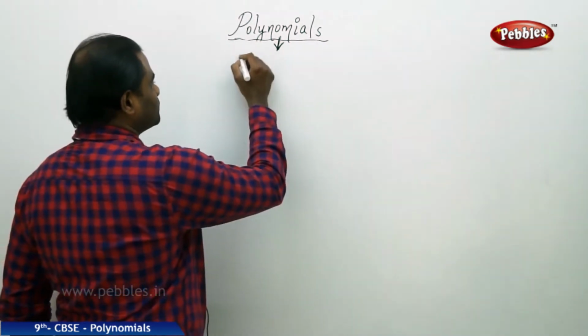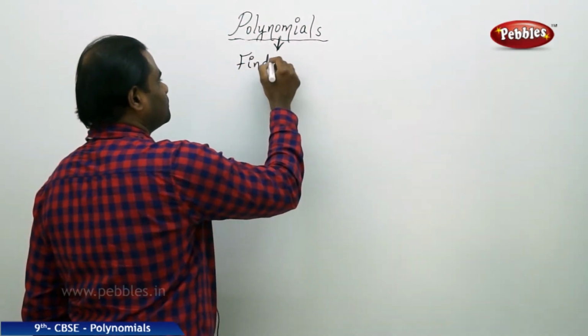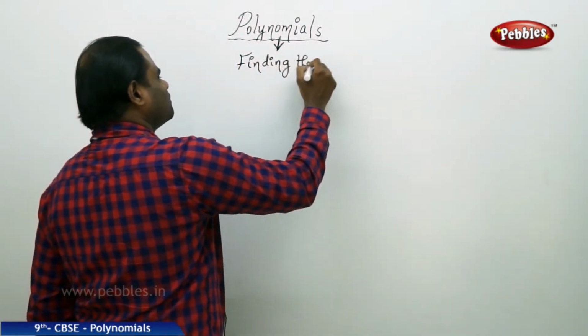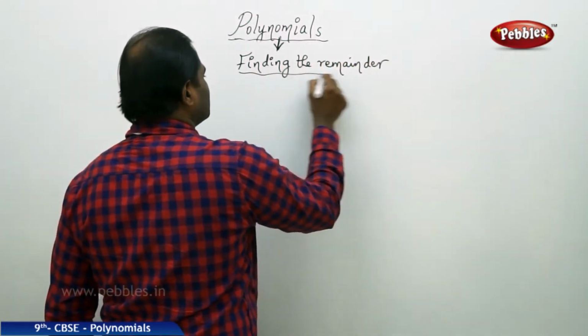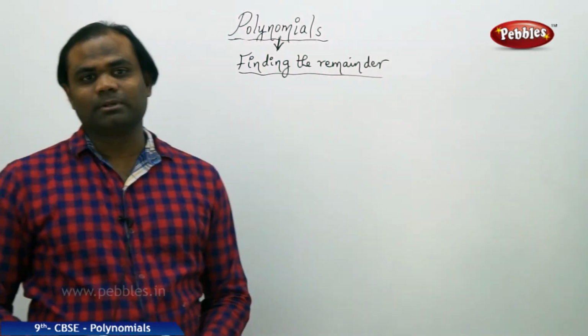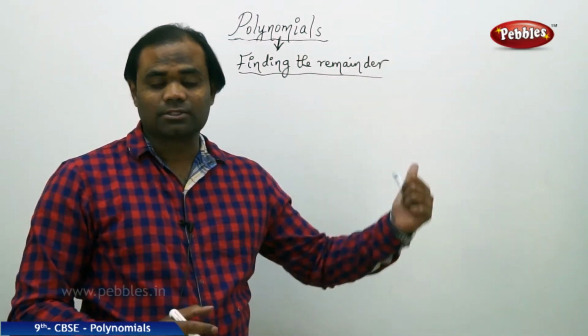Now the continued session is about finding the remainder when a polynomial is divided by another polynomial. So this session will discuss how we can find the quotient and the remainder for the polynomials which are divided with each other. To start with, finding the remainder. Let's take some example polynomials for understanding this concept better.